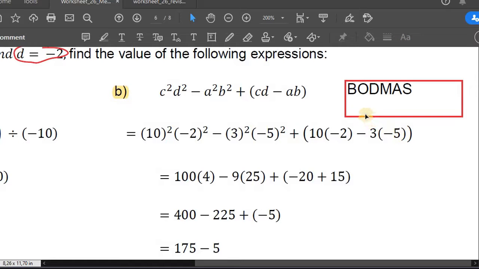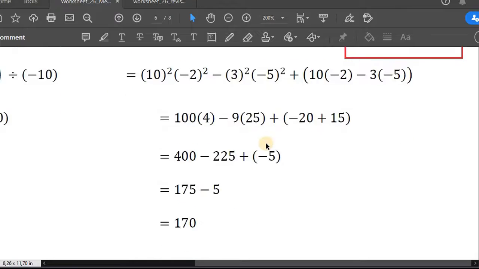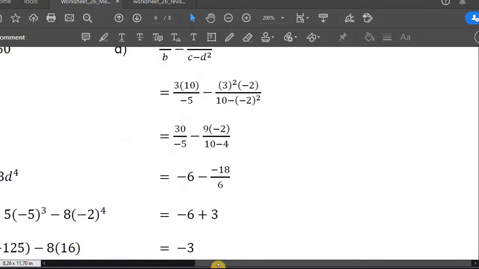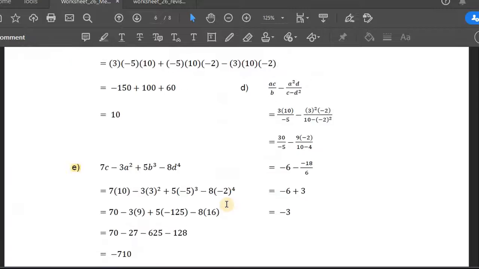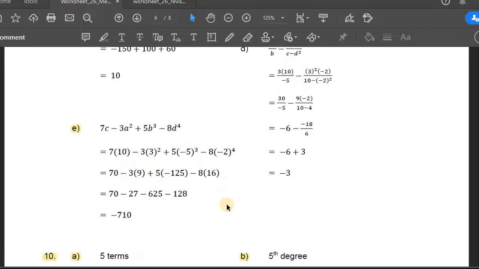If you don't know, within your brackets, is everything simplified? So you check within your brackets, you've got to simplify this. Then is your orders: 10 squared, -2 squared, etc. Then we've got our division, multiplication, addition, and subtraction. We just do our normal BODMAS there. Pretty straightforward.